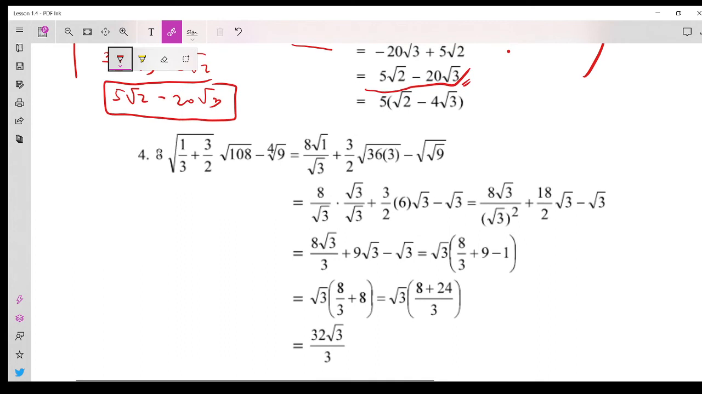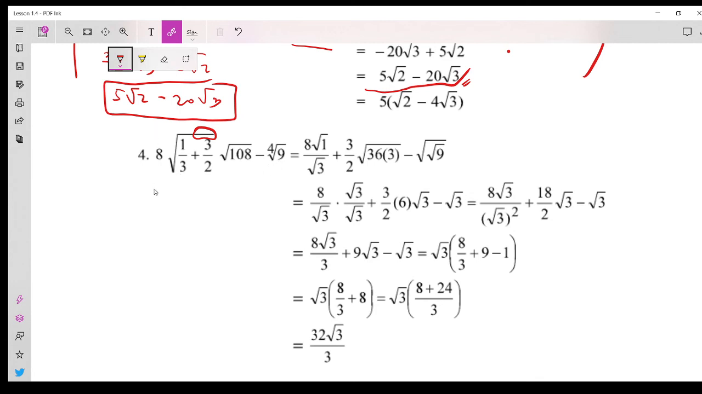Okay, so 8, what is this? 8 times, I think there's a clerical error for this one. Okay, so hindi dapat kasali si 3 halves. So it's just 8 times square root of 1/3 plus 3 halves times square root of 108 minus 4th root of 9. Ito lang yata yung ano.